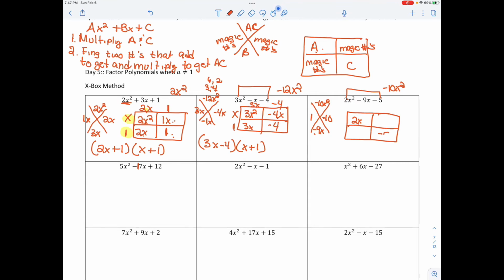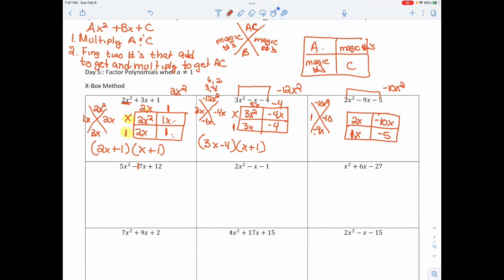A goes here. Once you get the pattern, it's not that bad. It is a little bit more work than the others, but once you get the pattern, it's not bad. So I'm going to put positive 1 here and negative 10x here.